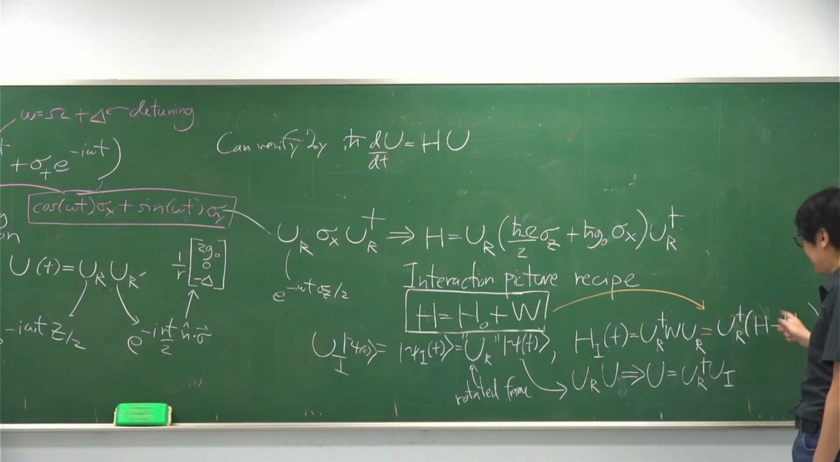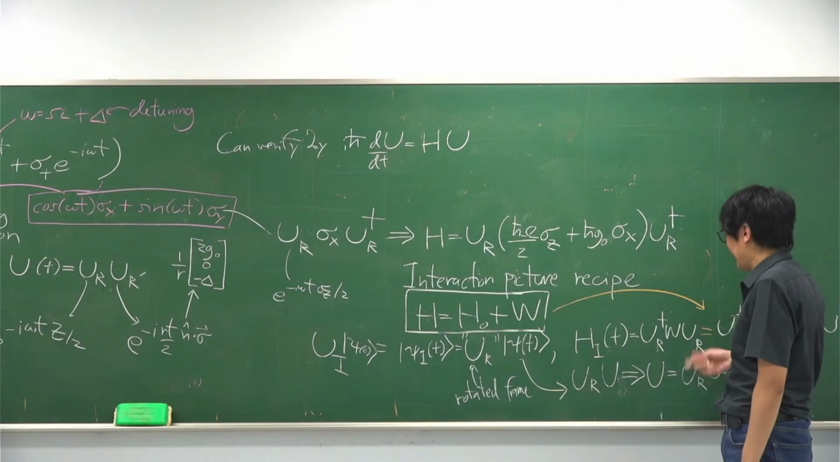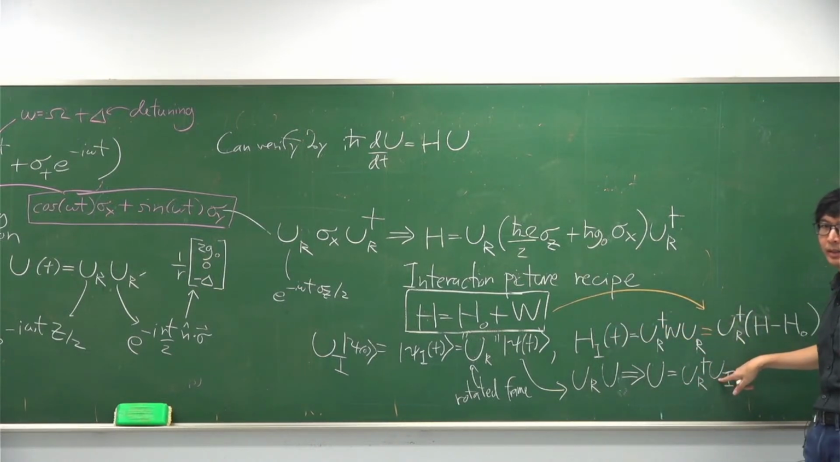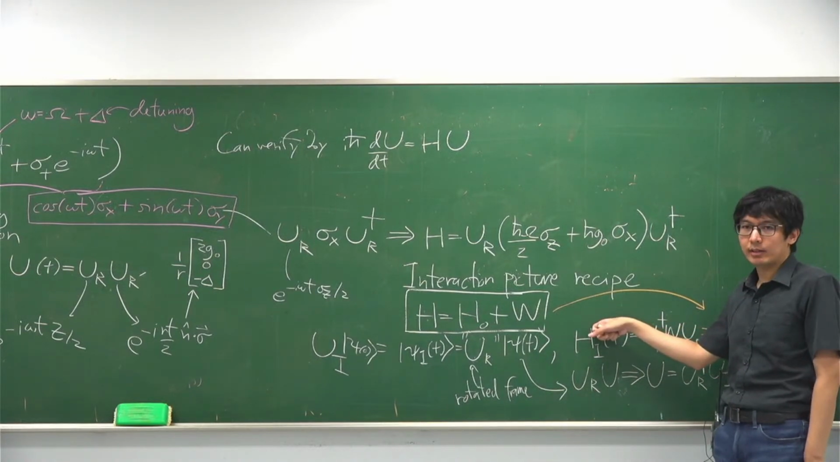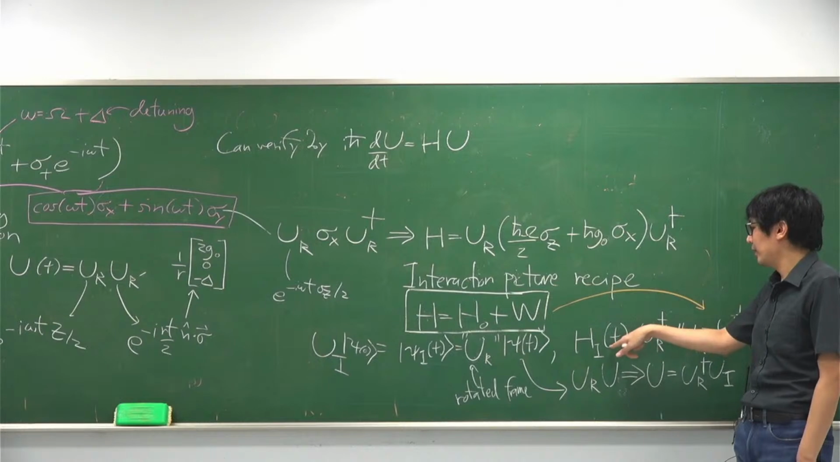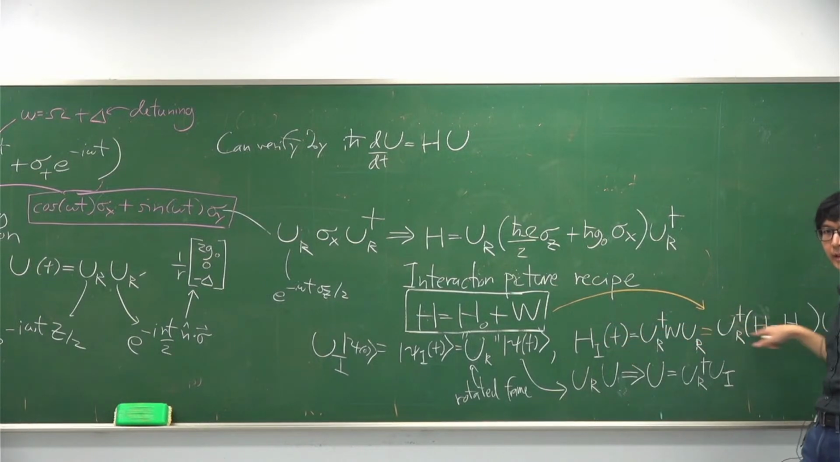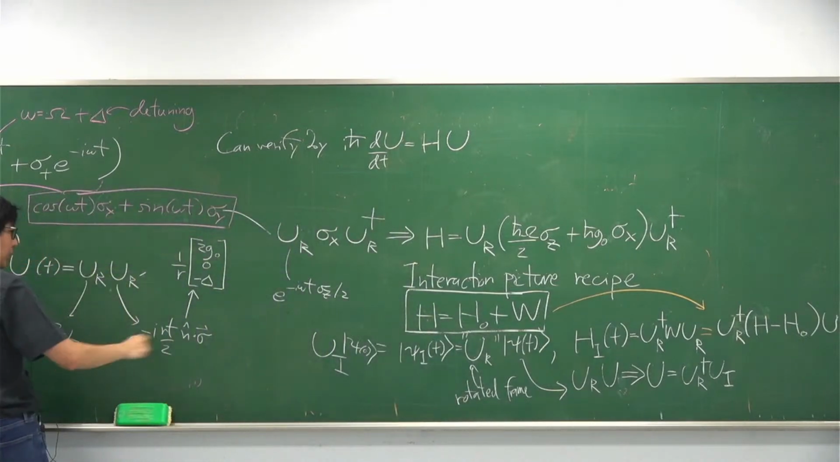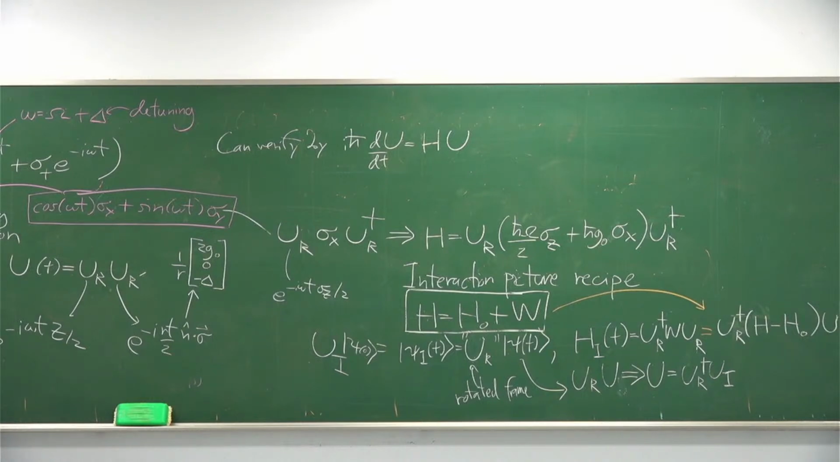So an easier way would be to calculate, because this U_I is the exponentiation of the Hamiltonian in the interaction picture. So you can first find the Hamiltonian in the interaction picture using this, and then exponentiate it. We should get exactly the whole product form that's defined in this problem.